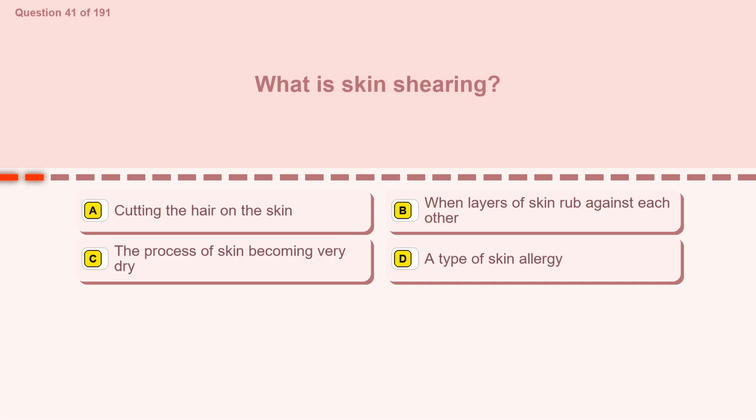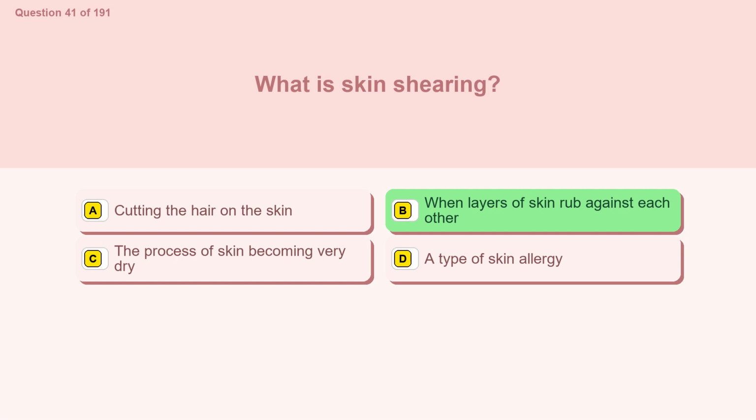Question 41. What is skin shearing? Option A. Cutting the hair on the skin. Option B. When layers of skin rub against each other. Option C. The process of skin becoming very dry. Option D. A type of skin allergy.